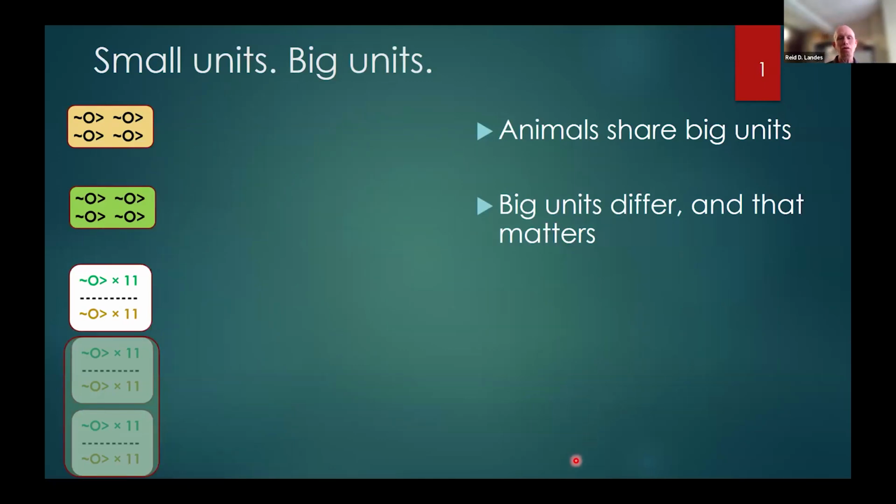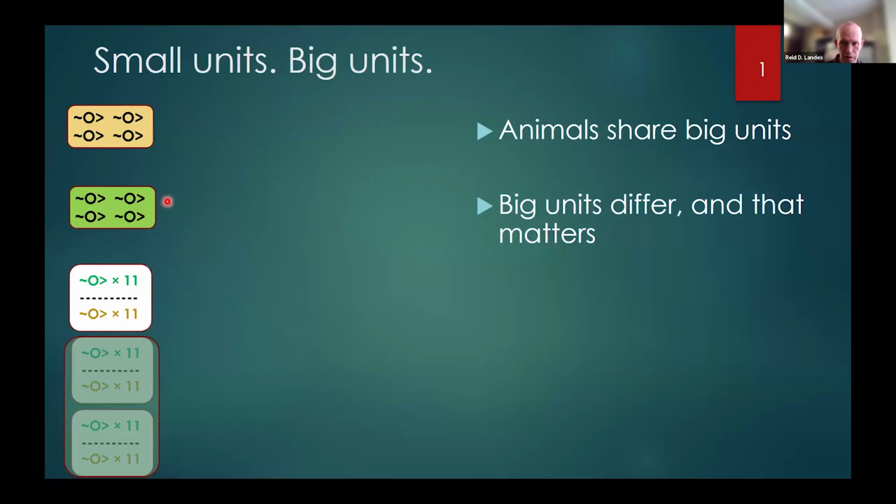When people think about sample size, they often think about just the animals. And something that we need to remember is that animals will share big units. Those big units might be cages, tanks, or pens. Those big units might be an animal room, a lab, or a point in time. And these big units have variability among them. The big units will differ, and that matters. It can add variability, and how we deal with that variability is important.